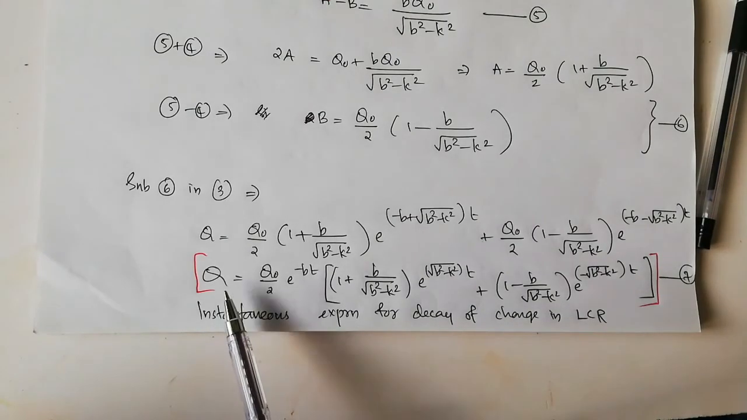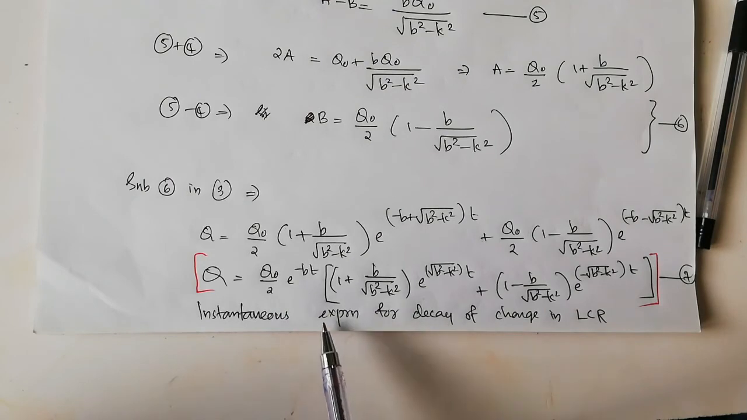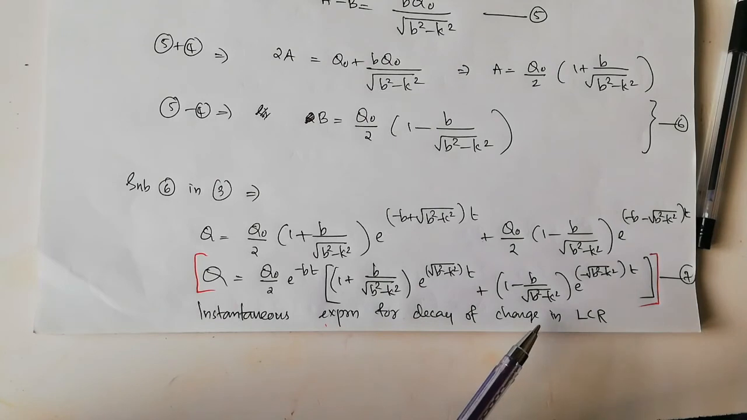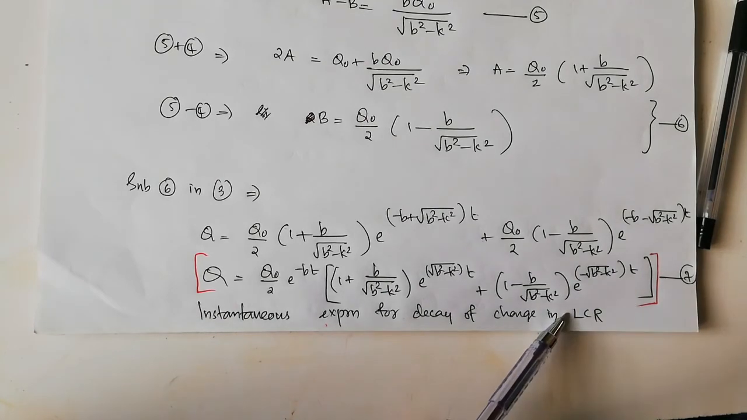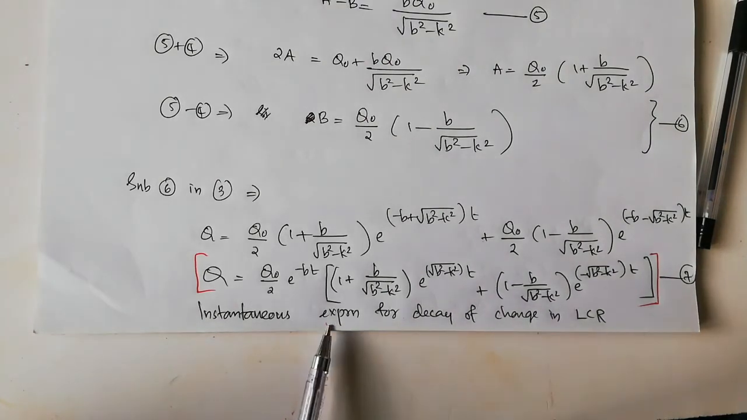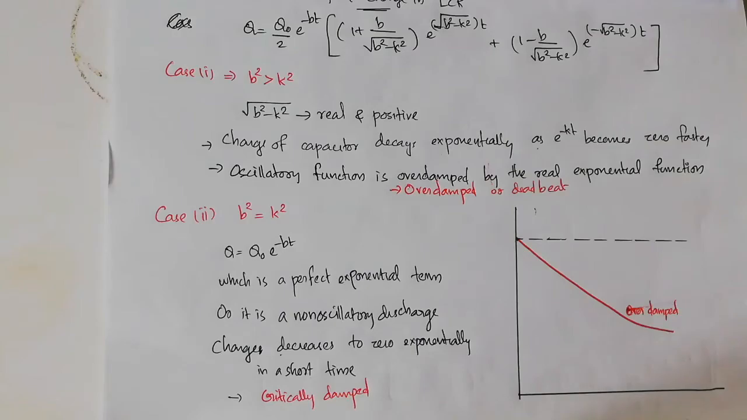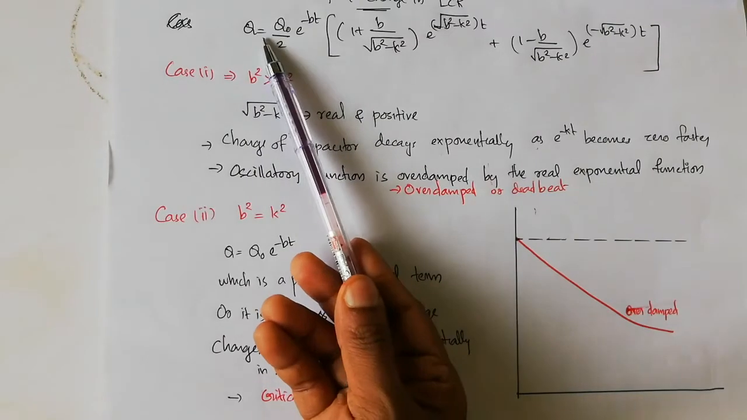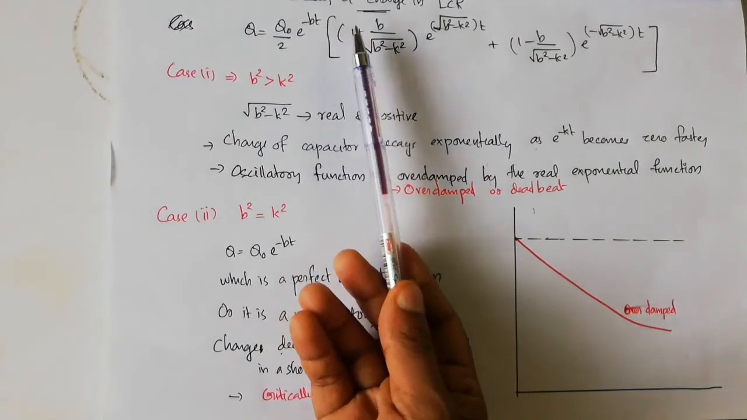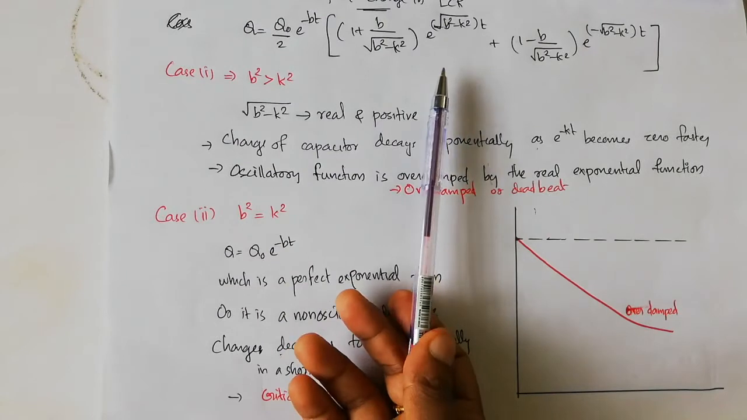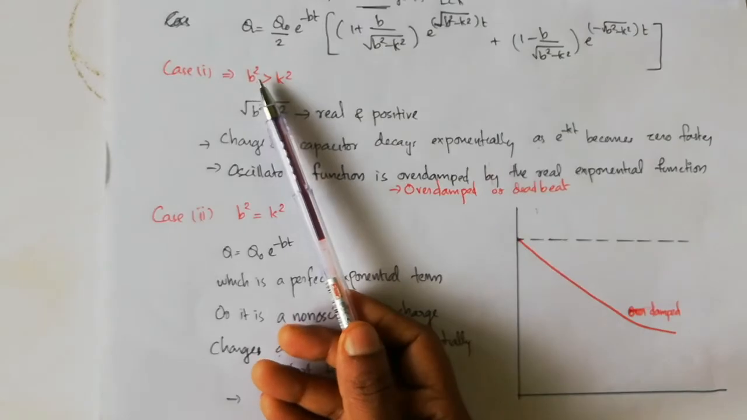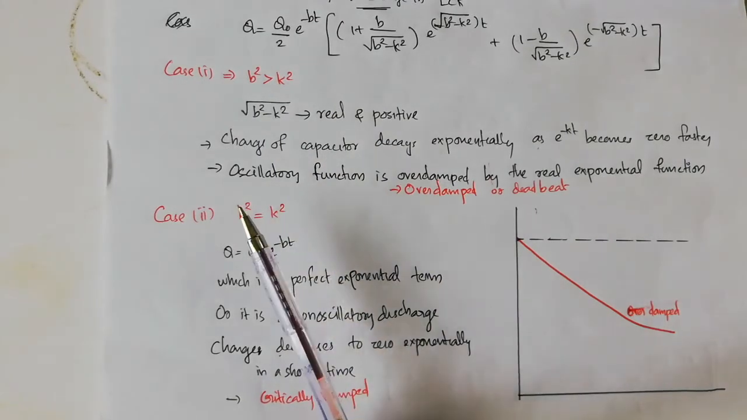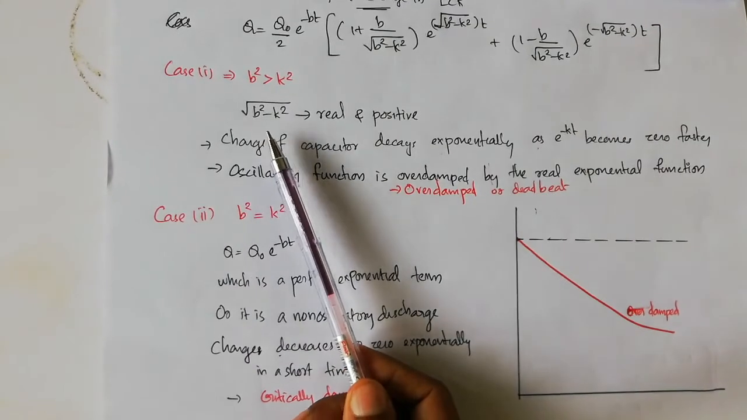Then, this expression for q is known as the instantaneous expression for the decay of charge in a series circuit having an inductance, capacitance and a resistance. Now, we have the solution for the instantaneous expression as q is equal to q0 by 2 e raised to minus bt into this term. Now we can find out the three special cases where b square is greater than k square, b square is equal to k square, and similarly b square is less than k square.